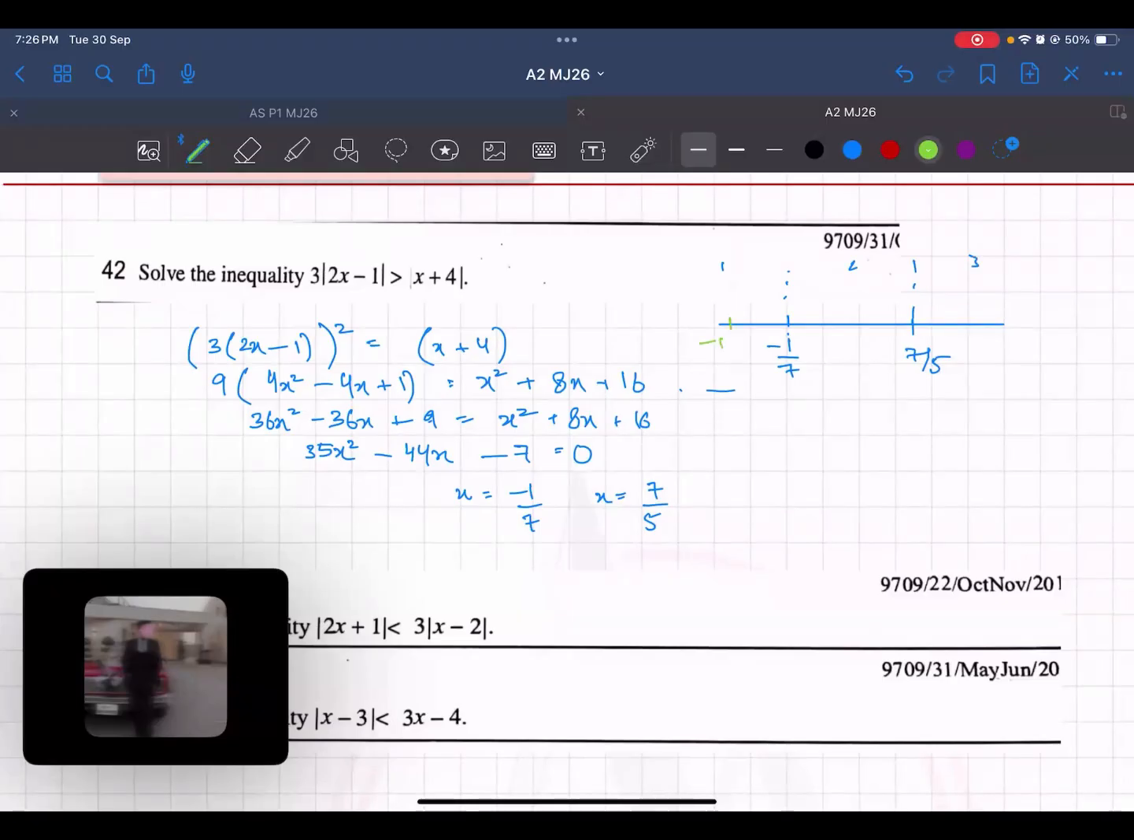You can take −1 from here. From here you can take 0. From here you can take 2. And then you will input −1, 0, and 2 in the question, and find which one satisfies. Okay, okay.